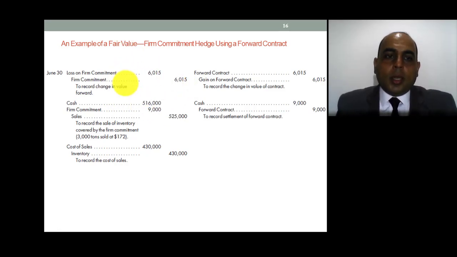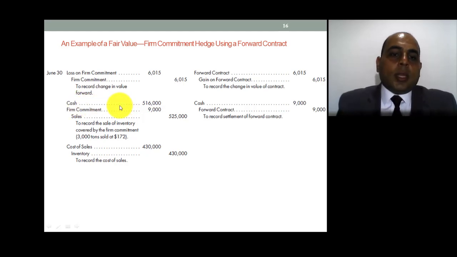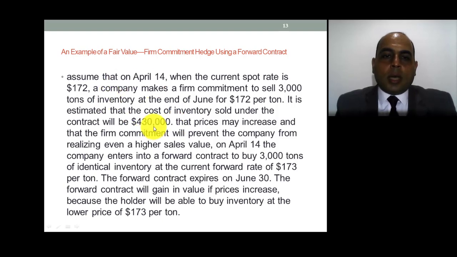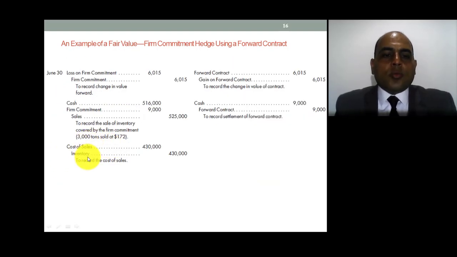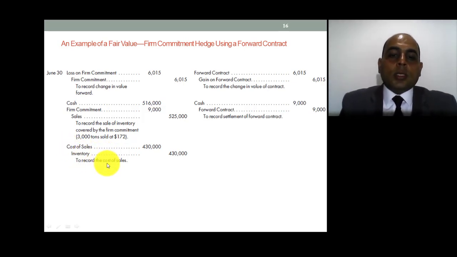We have to settle it. Here we will receive, we agreed to sell 3,000 tons by 172, so the amount of sales 520. How will we receive it? We will receive the amount of cash that we agreed to sell it for, 516, that is 3,000 multiplied by 172, 516, and you have to settle the amount of commitment, and the amount of sales is credited by 522. As mentioned at the beginning of the example, the cost is 430. Here, cost of goods sold and inventory. Cost of goods sold is debited by 430, and inventory is credited by 430.